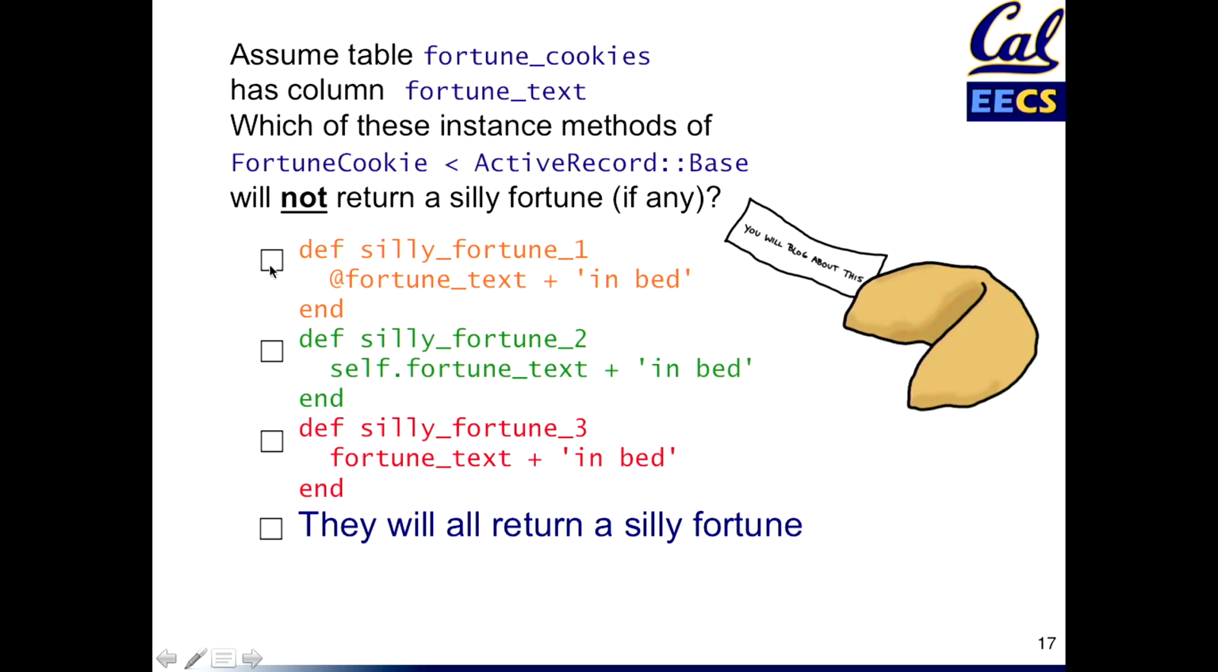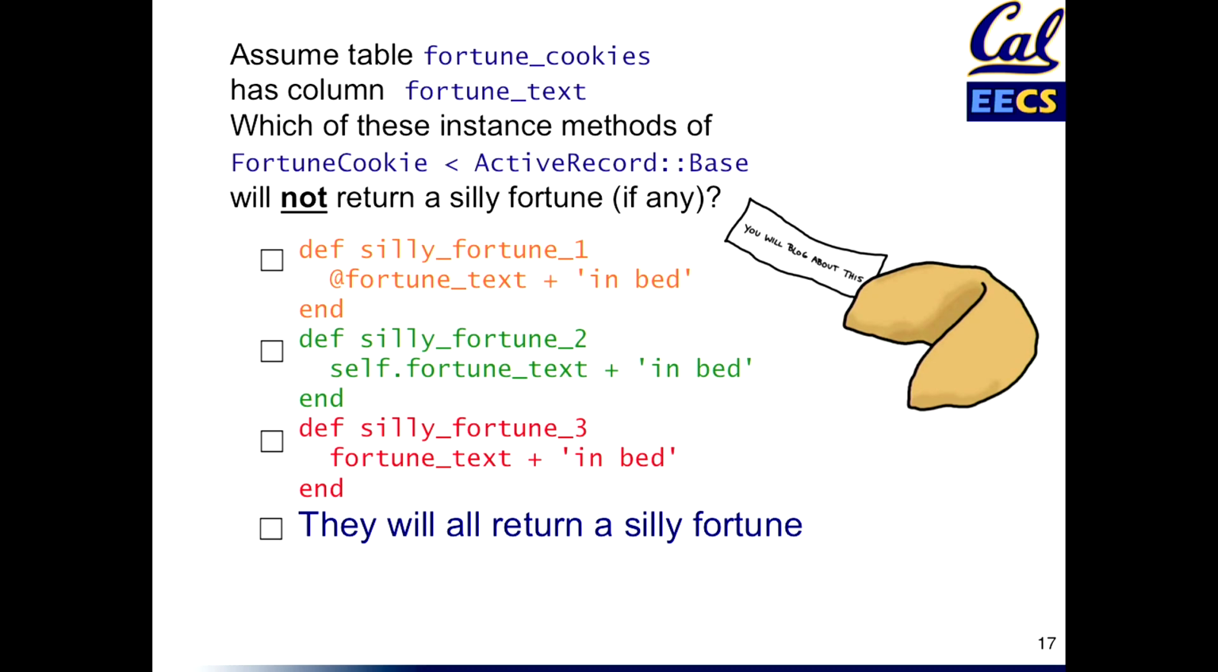Let's see what's going on. Which of these will not correctly retrieve and concatenate "embed" onto the end of the fortune text attribute? Well, let's just do them in textual order here. What's happening here? We're claiming to dereference an instance variable, but the whole point of ActiveRecord is that you're not just talking about instance variables anymore. You're talking about attributes that have a representation in the database, right?